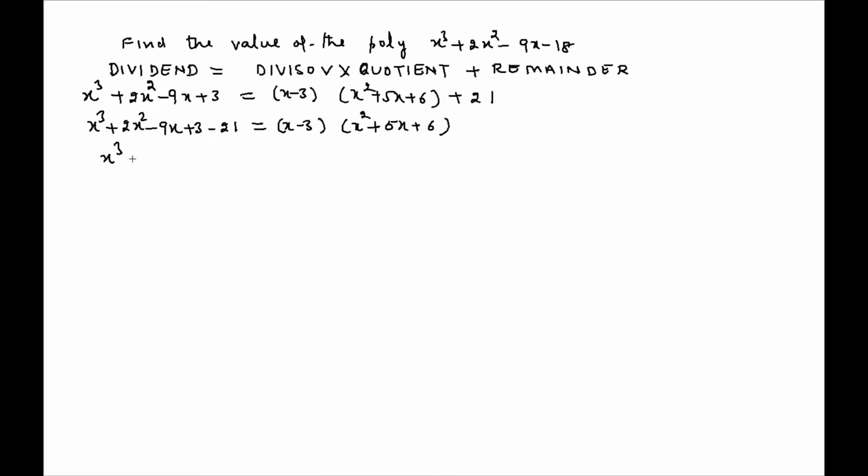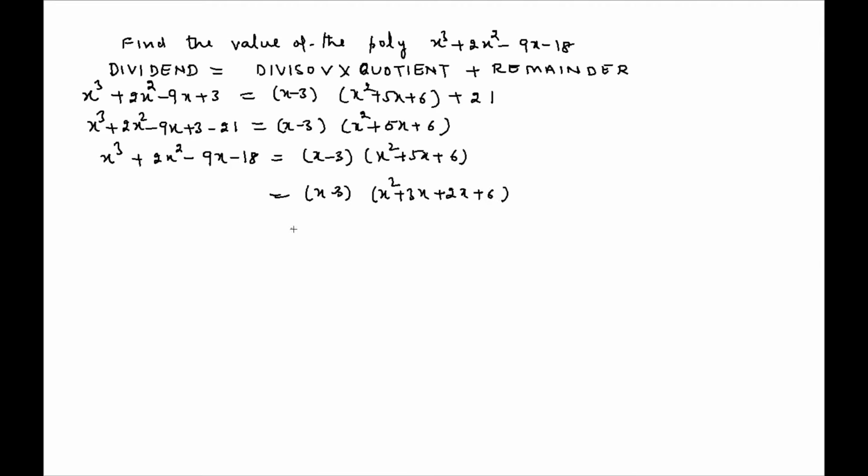So plus 3 and minus 21 is minus 18. So I'll have x cube plus 2x square minus 9x minus 18 is equal to x minus 3 times x square plus 5x plus 6. So split the middle term in the second bracket. You'll have x minus 3 in one bracket, x square plus 3x plus 2x plus 6 in another bracket. Take x common, x plus 3 plus 2, x plus 3. x minus 3 in one bracket, x plus 3 common, x plus 2 in the third bracket.